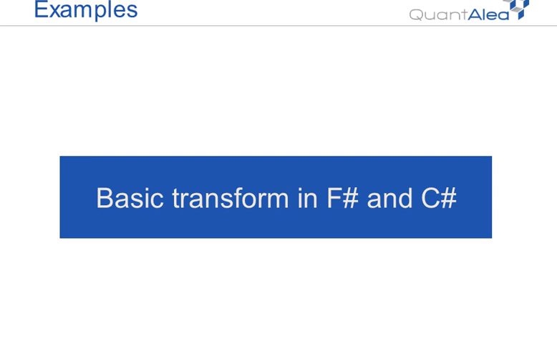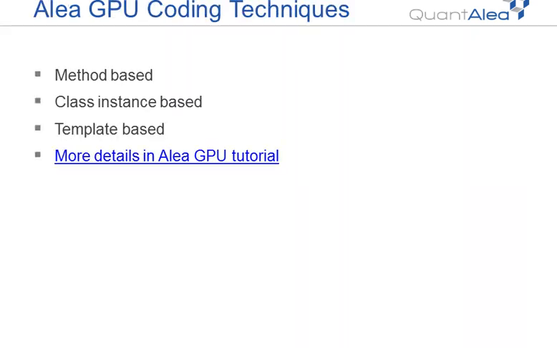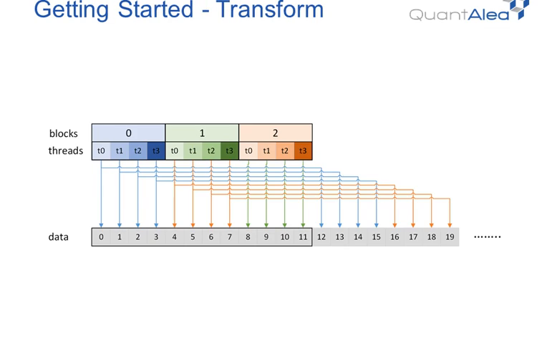The first example I would like to discuss is a very basic example, just to give you the flavor of how you code with Alea GPU. It's a basic transform. You have a large vector, and you would like to apply a function to this vector in parallel. We use the traditional approach to map the blocks and threads to the data of our input vector. Here I schematically show the thread blocks.